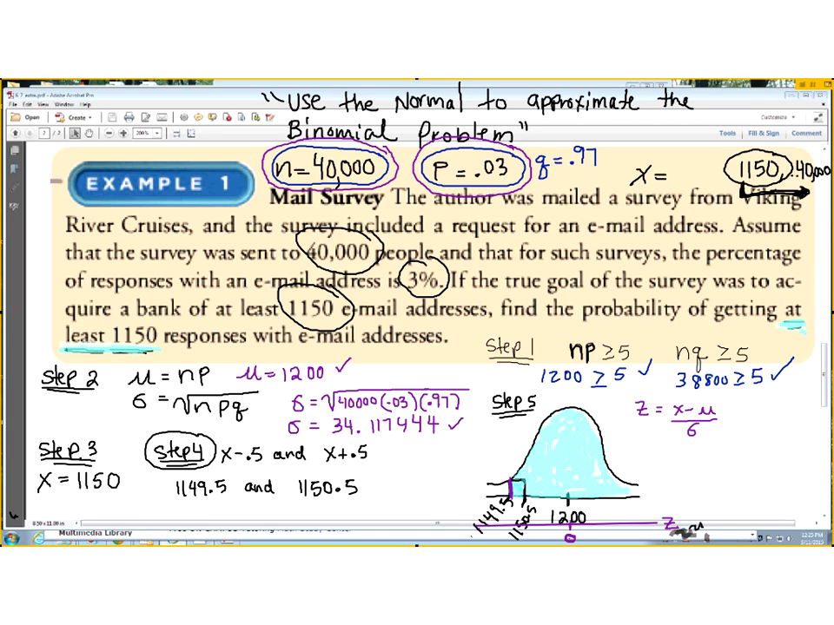And that will always be the question: where does the shading begin? That's how you're going to determine X. Okay, so in this case, we have 1,149.5, that is our X, and we are going to subtract the mean from that. So minus 1,200, that's our mean, and we're dividing it by our standard deviation, so remember we're going to write it all out.